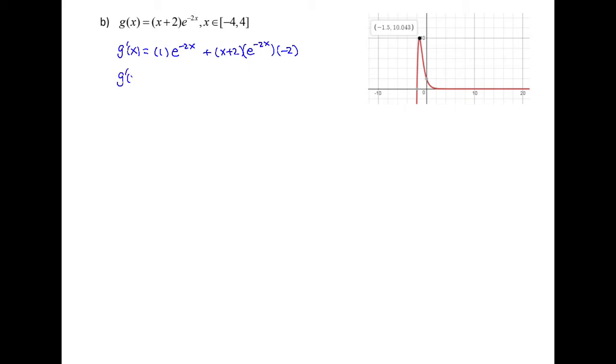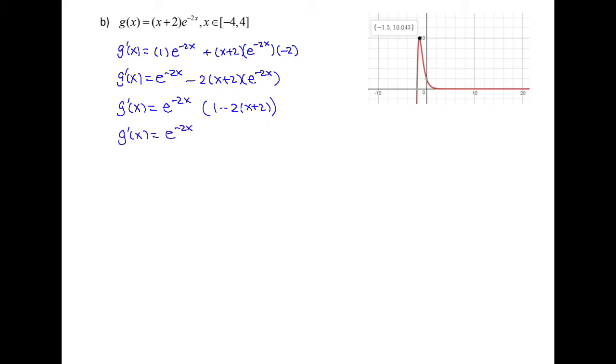Next step, simplify it. We're going to common factor out e to the exponent negative 2x, and expand and collect the like terms in the second bracket.